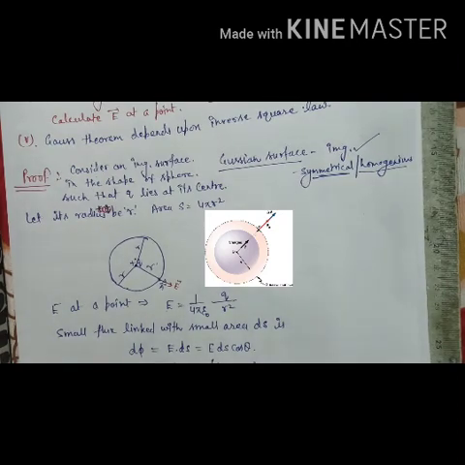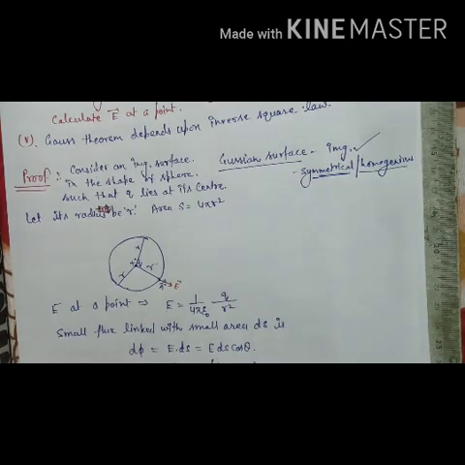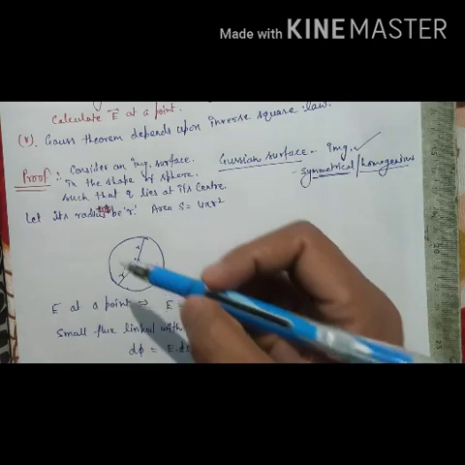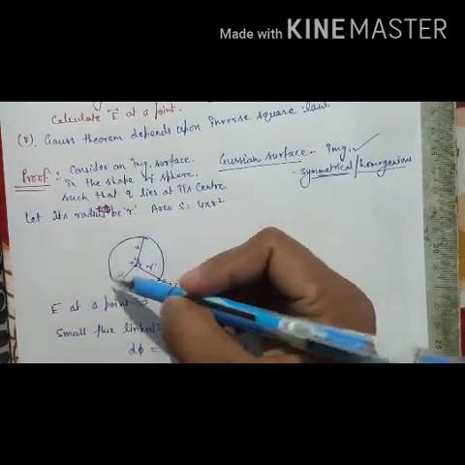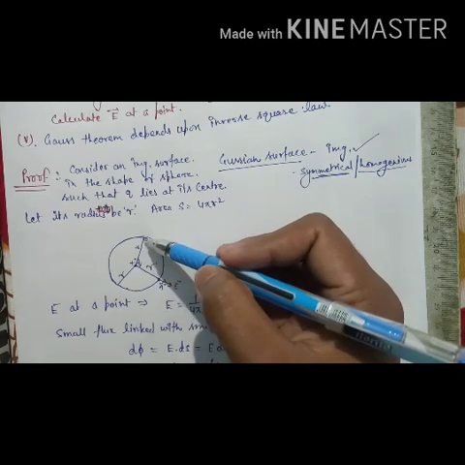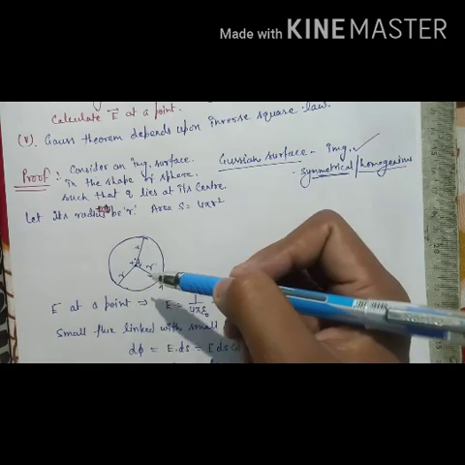So we use two things for Gauss theorem. First, we consider a Gaussian surface, and another, we use electric flux. First, here we have a charge plus q, and we consider a Gaussian surface. The Gaussian surface should be symmetrical and homogeneous.